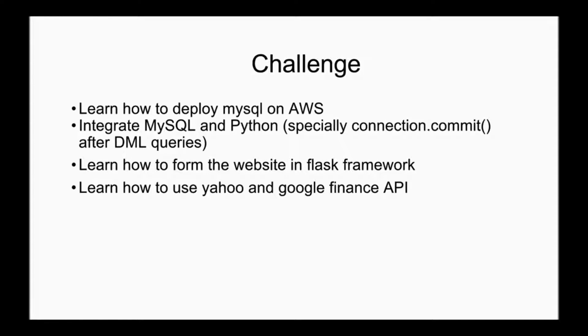user. Now, the challenges which we faced as a team while developing this project. The first was learning how to deploy MySQL on AWS. We did a good amount of research on it, and we found that RDS on AWS is the easiest way where we can implement a database centrally. So we implemented it. Then one of the major challenges was integrating MySQL with Python.